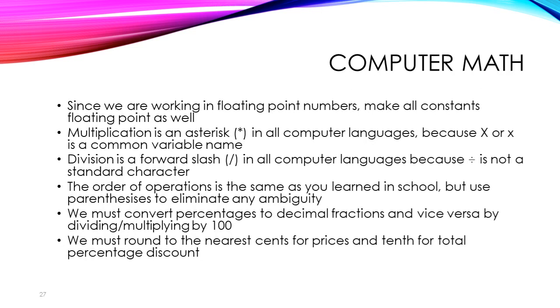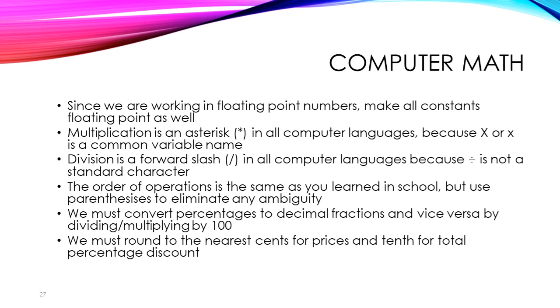Now we're going to look at the syntax of doing computer math. First, remember the two different types of numbers, floating point numbers and integers. We're going to be working in floating point numbers, so it's important to make all constants floating point as well. It's not a big problem, but there could be some rounding errors when you switch between integers and floating points.